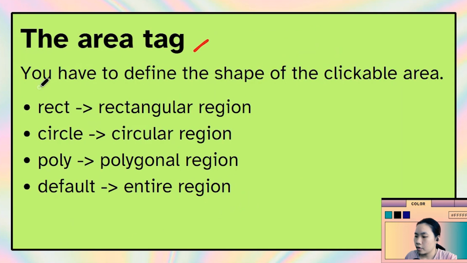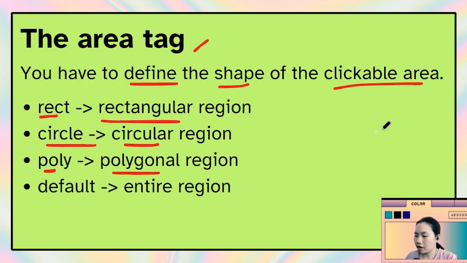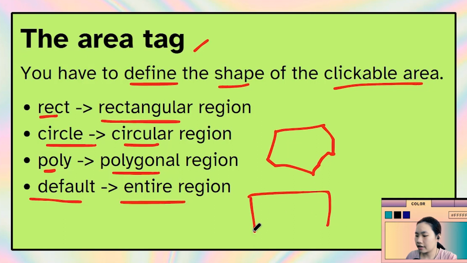A little bit more on the area tag. It helps define the shape of the clickable area. Rect is for rectangle, circle for circular, poly for polygonal, which basically means that you have many points. You can use it for things that don't have a clear shape. Default is for the entire region, so the entire image.